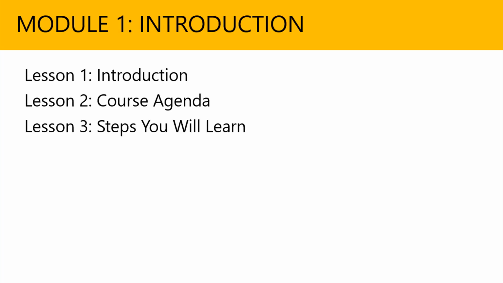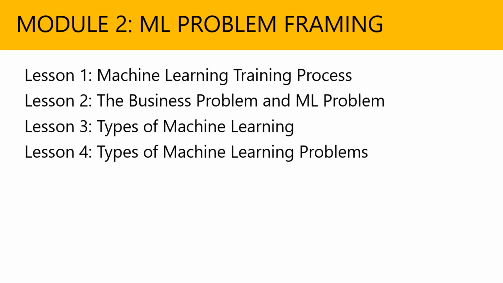Here's the detailed structure of Module 1, which is the introduction. Again, I'm going to run through all 6 modules and define the specific areas that I'll be covering. Module 1 is all about the introduction, the course agenda, and the steps that you will learn. Module 2, once again, is machine learning problem framing, and that entails not only understanding the training processes and the business problem itself, but also the types of machine learning, whether it's supervised, unsupervised, and so on, and then the types of learning problems. We'll cover those in Module 2.